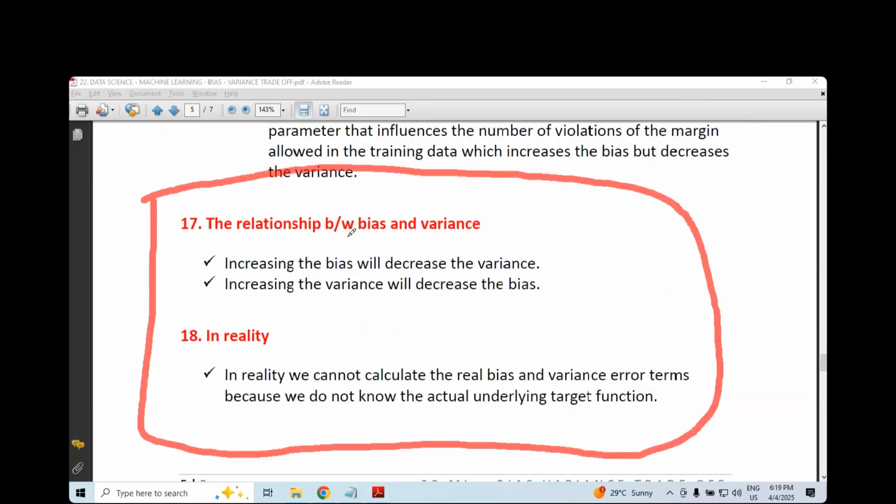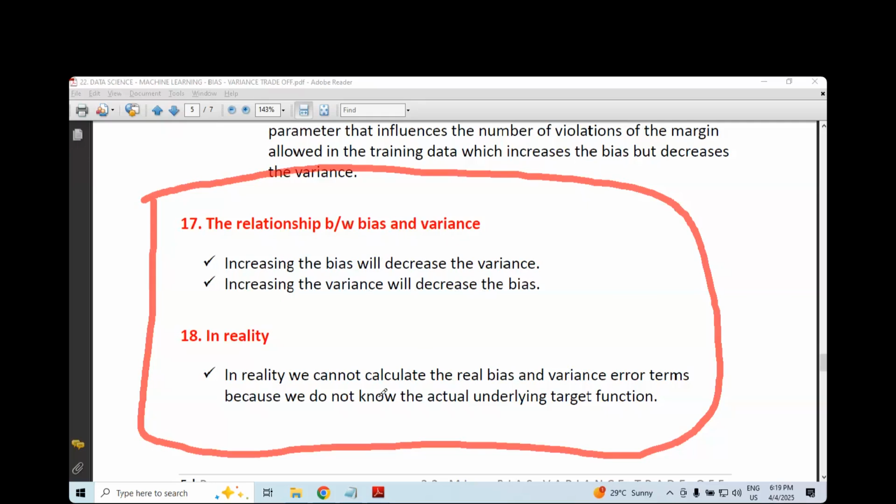The relationship between the bias value and the variance value: imagine bias is increasing, then variance will decrease. And imagine variance is increasing, then bias decreases. They have exactly an inverse relationship with each other.